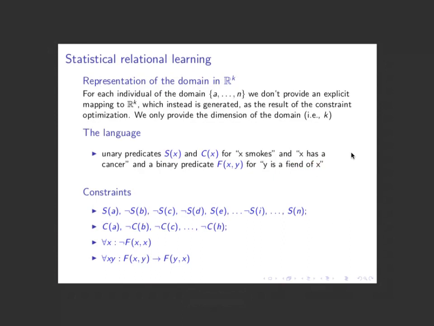Yeah, so here some examples of if X is a friend of Y, then Y is a friend of X. You may want to change that. You cannot be friends with yourself, things like that. You may want to change that as well.